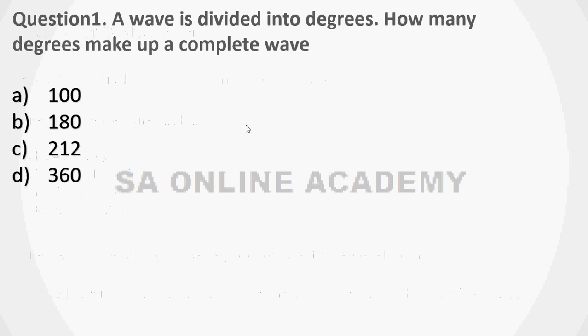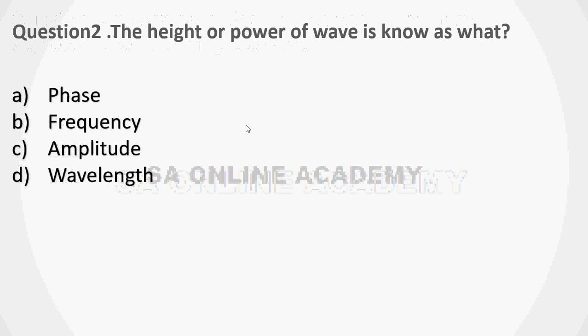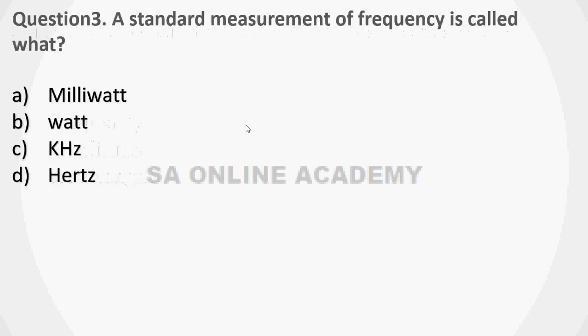So today's questions. A wave is divided into degrees. How many degrees make up a complete wave? The height or power of a wave is known as what? Phase, frequency, amplitude, wavelength. A standard measurement of frequency is called what? Milliwatt, watt, kilohertz, hertz.